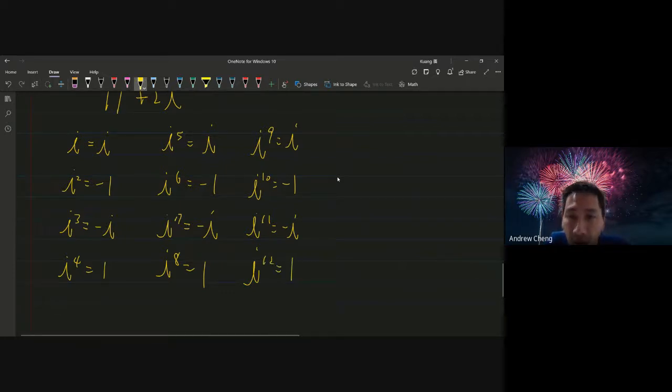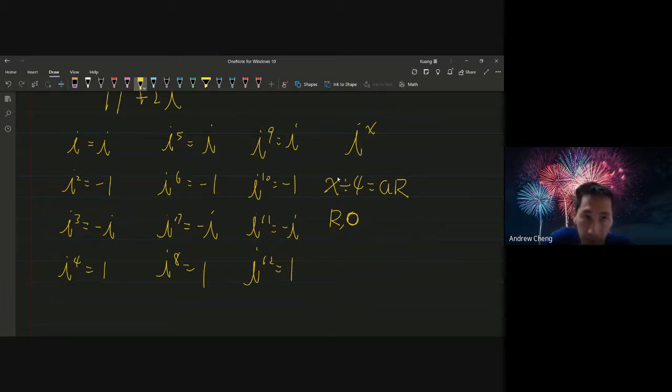This is why in class I say that if you see i to the power, for example, x, you divide x by 4 and you get a number and a remainder. If the remainder is 0, then the answer is 1. Because 4 divided by 4 has no remainder, so 1. 8 divided by 4, no remainder, 1. 12 divided by 4 is 3, no remainder, so there will be 1.